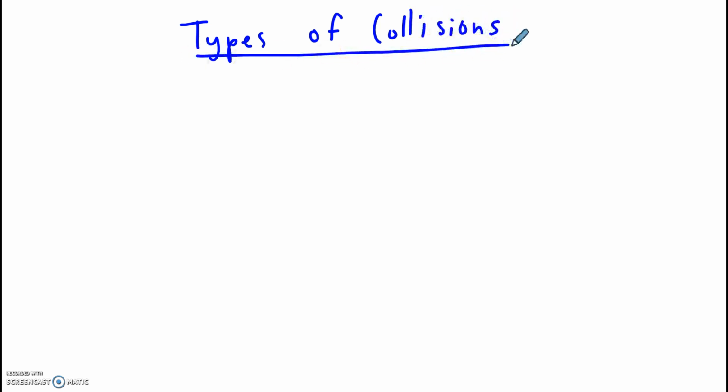Okay, this is a video on the types of collisions, what those words mean, and also what equations we can use for each. Alright, we start out with elastic collisions. Next category is inelastic. And the final category is superelastic.